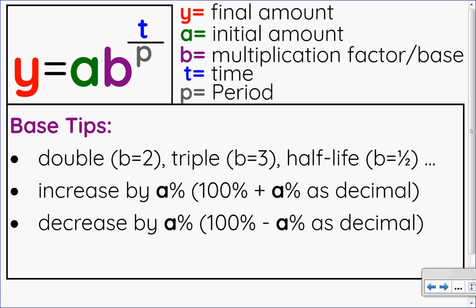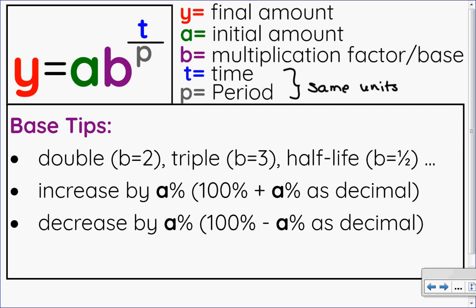So we know the formula on our formula sheet, y equals a times b to the t over p, where y was our final amount, a is our initial amount, b is our multiplication base or factor, t is time, p is period. These have to be in the same units. We also talked about the different ways to write bases: doubling, tripling, half-life, increasing, and decreasing. So let's keep all those things in mind.